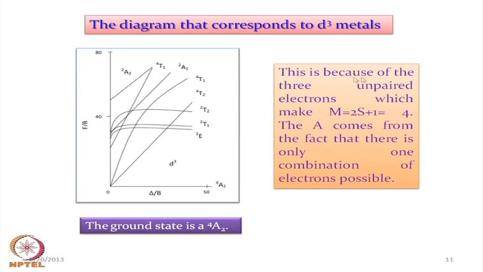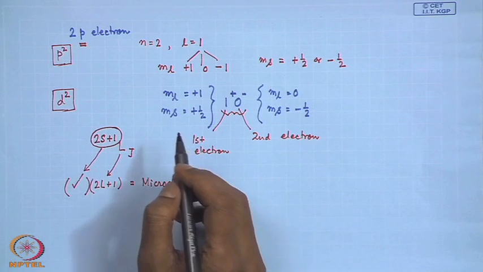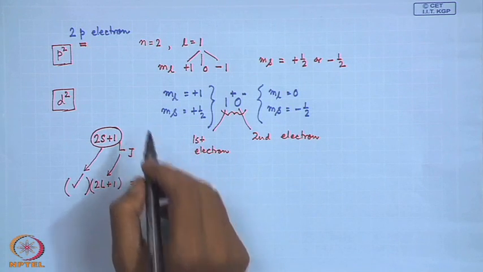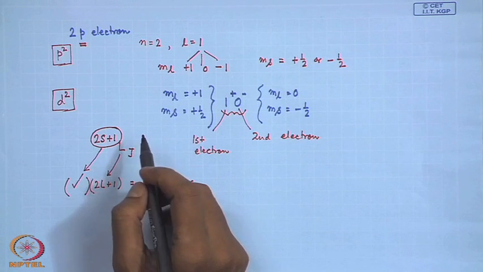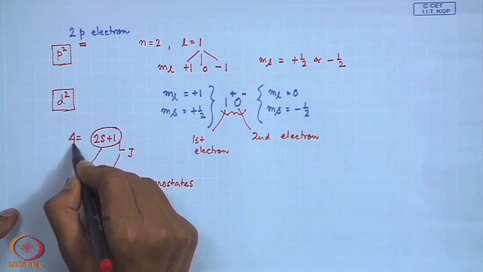This is because we have three unpaired electrons, and we find these values in the term from the magnitude of 2S plus 1. Since this value is there, we have the corresponding value equal to 4.